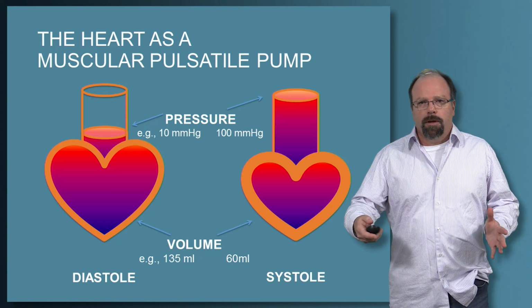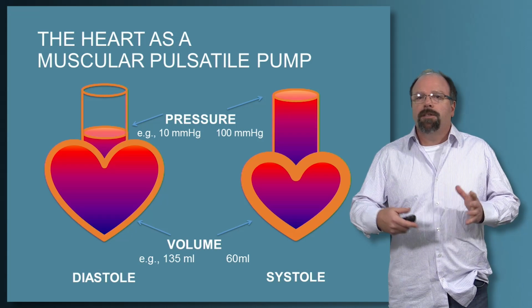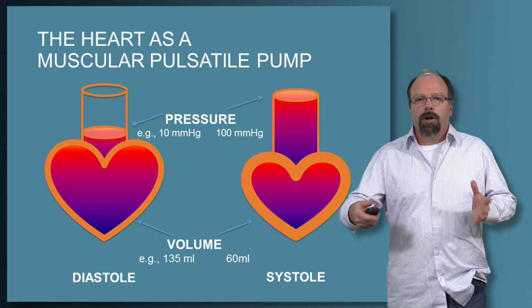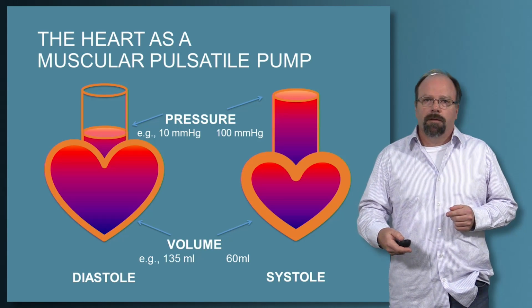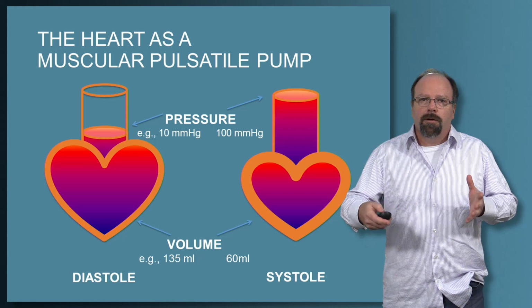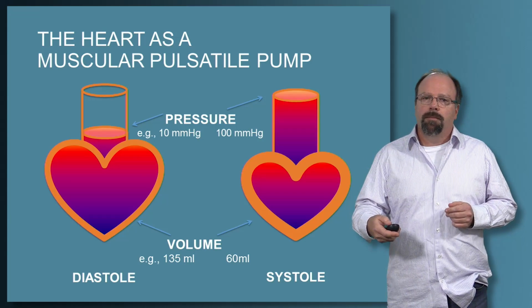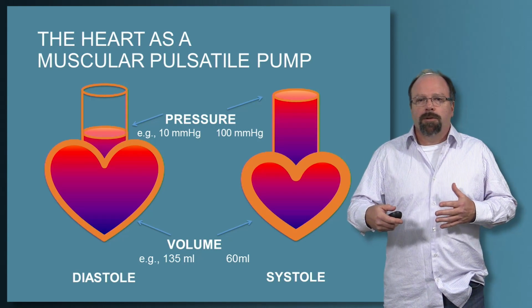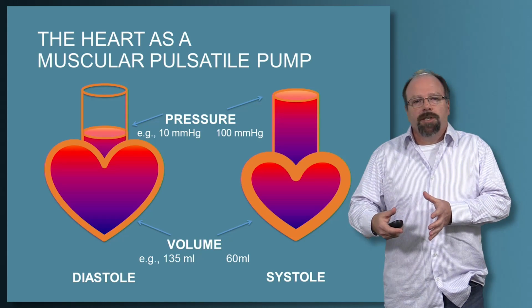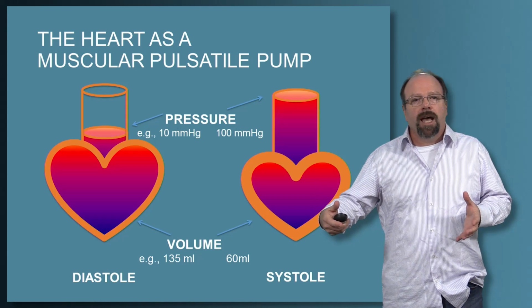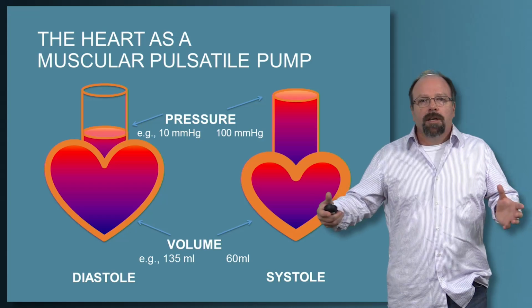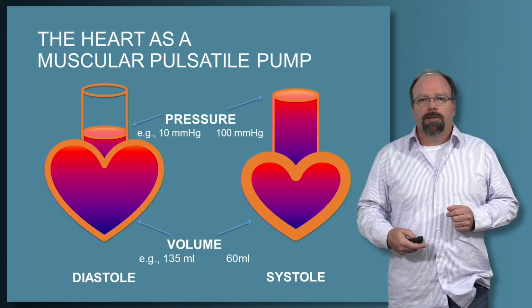In order to move blood through the cardiovascular system, you need to generate pressures, and these pressures are generated at the level of the heart. You've previously learned that the heart is a muscular pulsatile pump, and what that means is that it goes through periods of squeezing or systole and relaxing or diastole to generate these different pulsatile pressures.